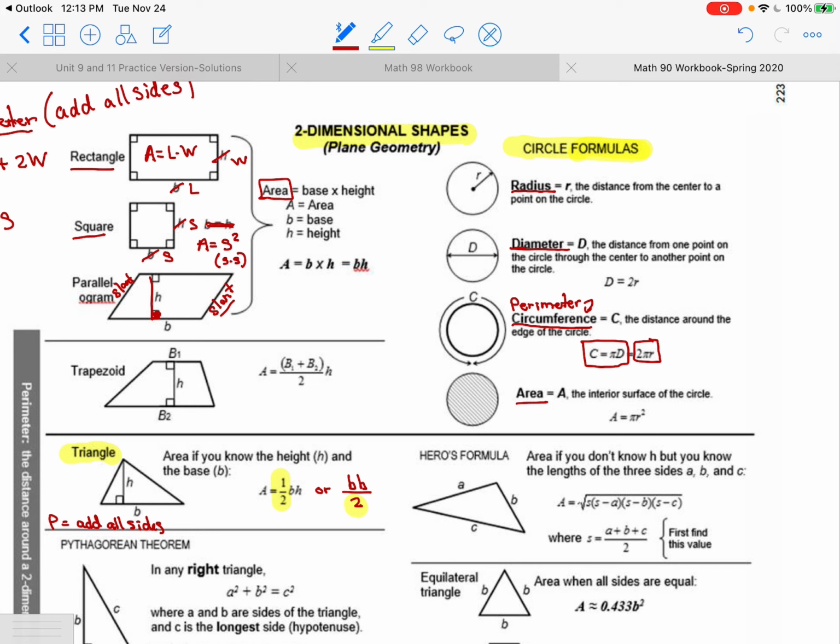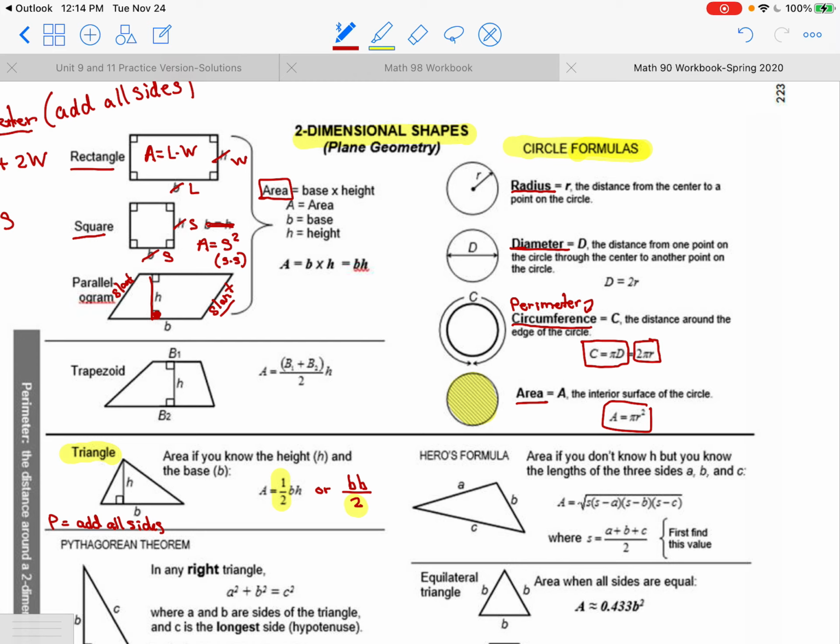Okay, and the area formula for a circle, of course, that means the inside. We've talked about that before, inside a shape. So we're talking about this area inside here. And that is given by the formula pi r squared. So that's just pi times the radius squared.